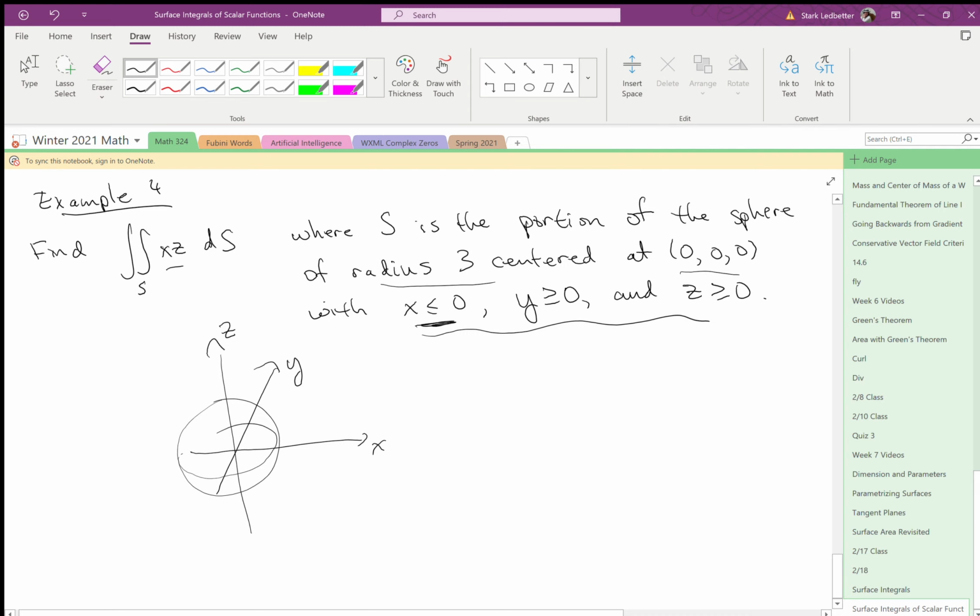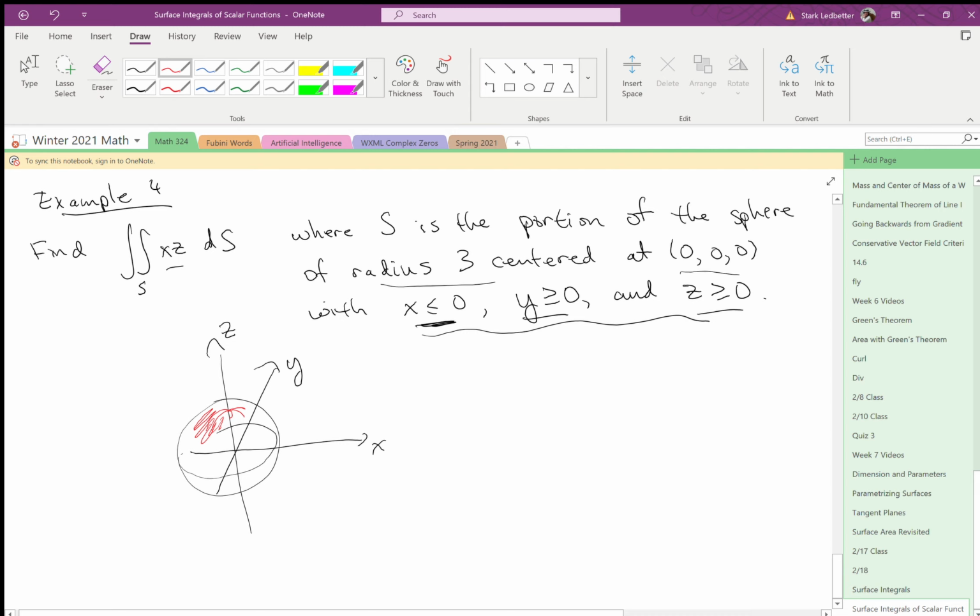We have x less than or equal to 0. So we've got to be to the left of the yz plane. Y greater than or equal to 0, z greater than or equal to 0. So we actually have like this back octant there. That piece of the sphere. Okay.